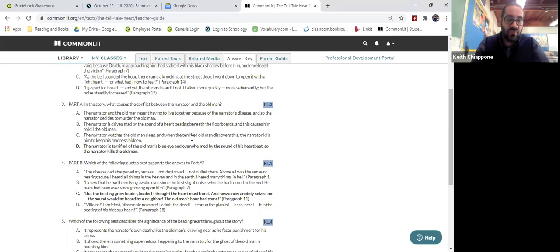Answer C says the narrator watches the old man sleep, and when the terrified old man discovers this, the narrator kills him to keep his madness hidden. This doesn't really answer the root of why the old man is killed. The old man is killed because the narrator is terrified by the old man's eye. He's overwhelmed by the sound of his heartbeat, so the narrator kills the old man.